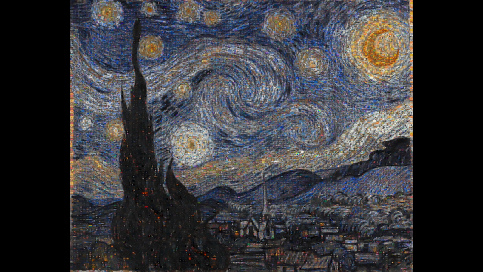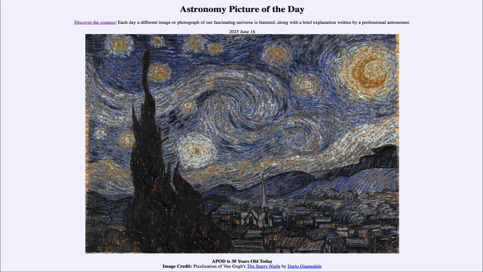So that was our picture of the day for June 16th of 2025. It was titled APOD is 30 years old today. We'll be back again tomorrow for the next picture, previewed to be Find the Space Rose. So we'll see what that is about tomorrow.